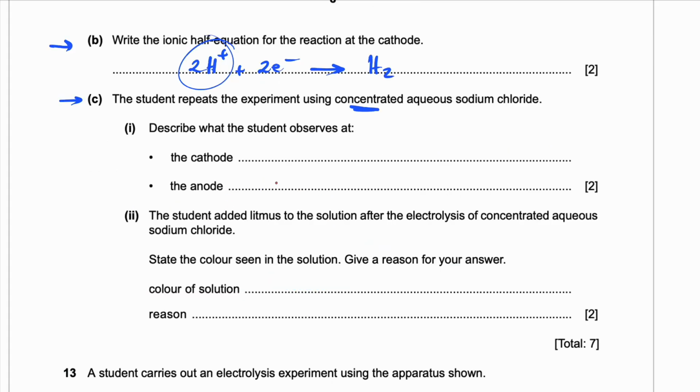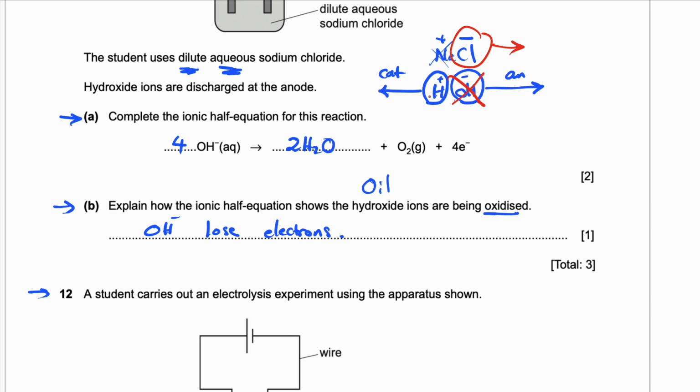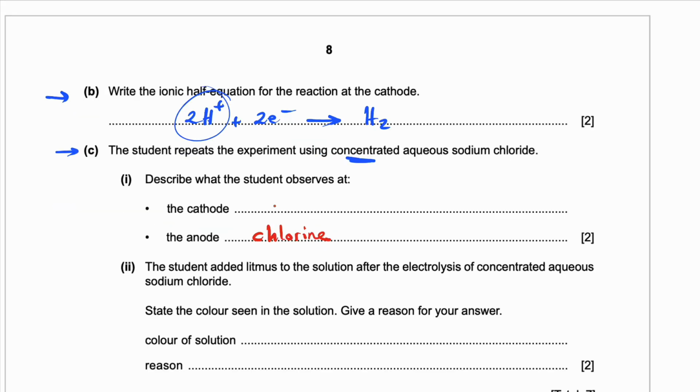So at the anode, we have chlorine gas instead of the oxygen gas, while at the cathode, always the cation hydrogen is discharged, because sodium cannot get discharged in aqueous solutions. So at the cathode, still we have hydrogen gas. Next, the student added litmus solution to the solution after the electrolysis of the concentrated aqueous sodium chloride.